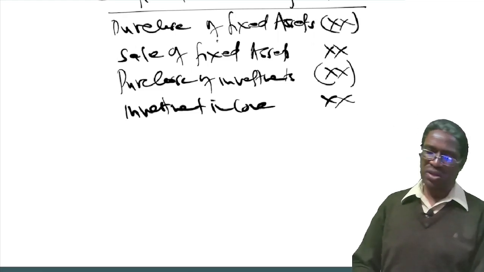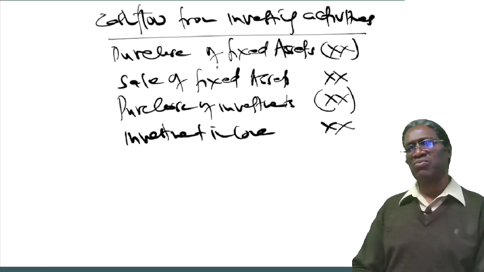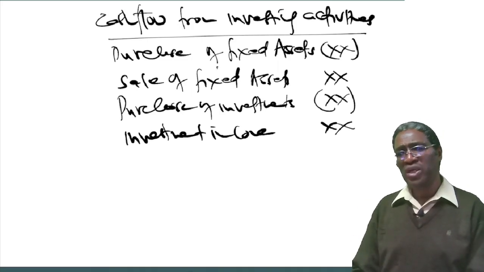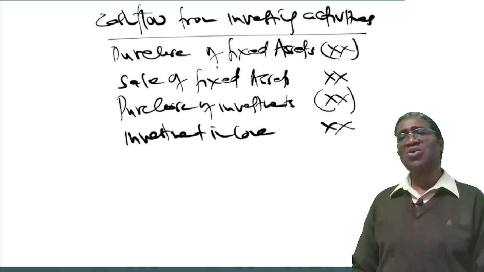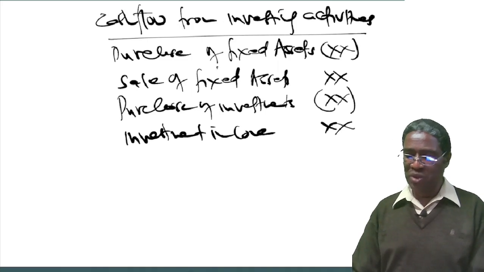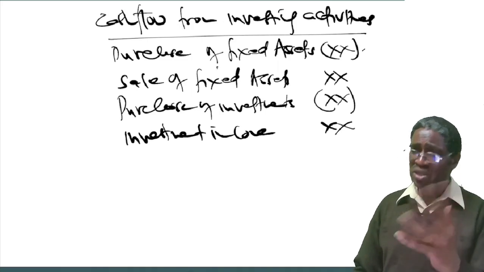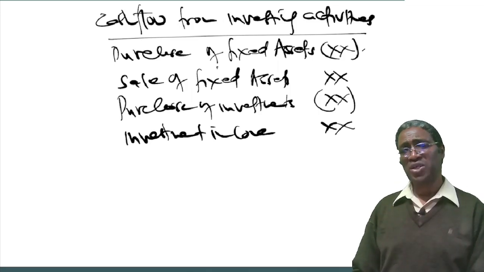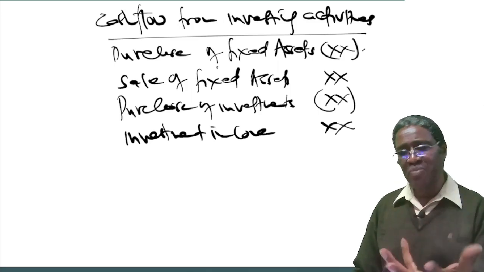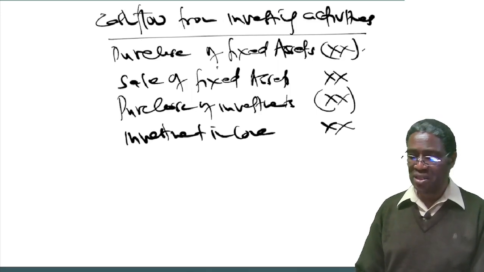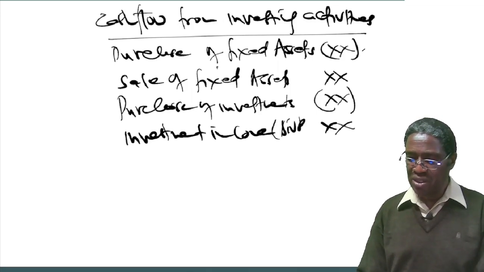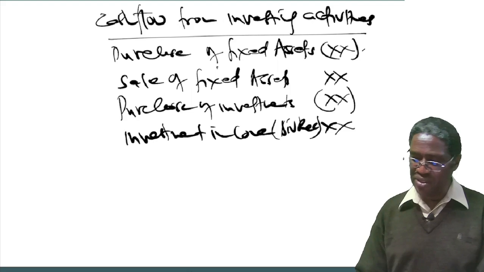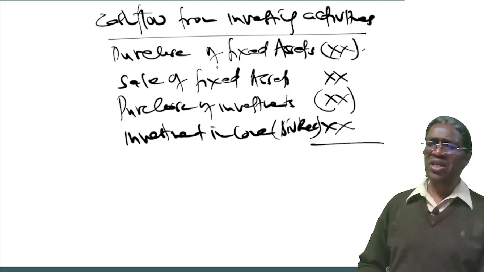Okay? Good. For now, let me assume those were the only 4 investing activities in your company. 1, there was purchase of fixed assets, whichever one. 2, there was sale of fixed assets. 3, there was purchase of investments. And maybe you received some dividend in form of investment income. This is dividend received, whatever it is.